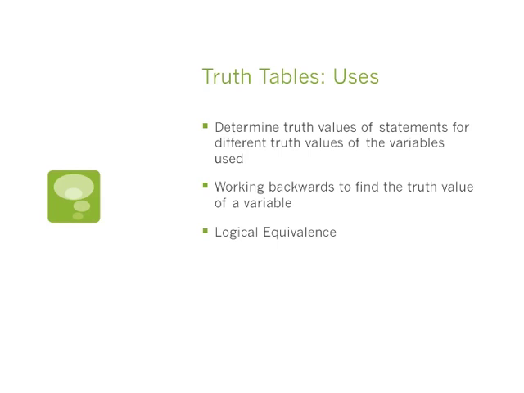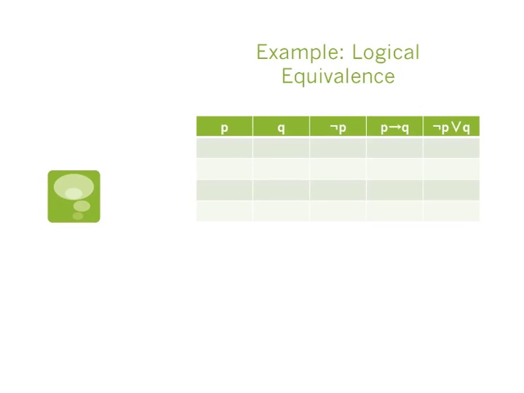Perhaps the most important use for truth tables is determining logical equivalence. For example, you may be asked, is P implies Q logically equivalent to not P or Q? To answer this, we can construct a truth table for both. Again, begin by filling in the truth values of P and Q. Next, complete the not P column. Now we can fill in the P implies Q column.